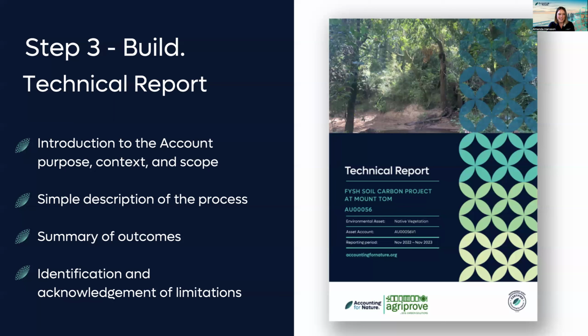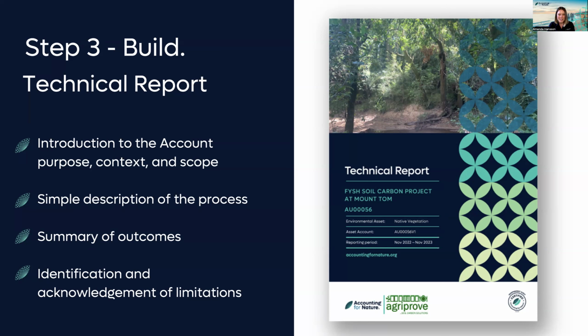The next step after calculating the econ is to write your technical report. In the technical report, we include information such as the purpose, the context and the scope of the account, all of those aspects that we covered in step 1, design. We then describe the process of applying the particular method. We summarize the outcomes: how did we calculate the econ and what is the econ? And then we need to acknowledge any limitations. That could be that you had a flood, there was one sample site you couldn't access, or for some reason you had to collect one of the samples at a later time in the year, etc.